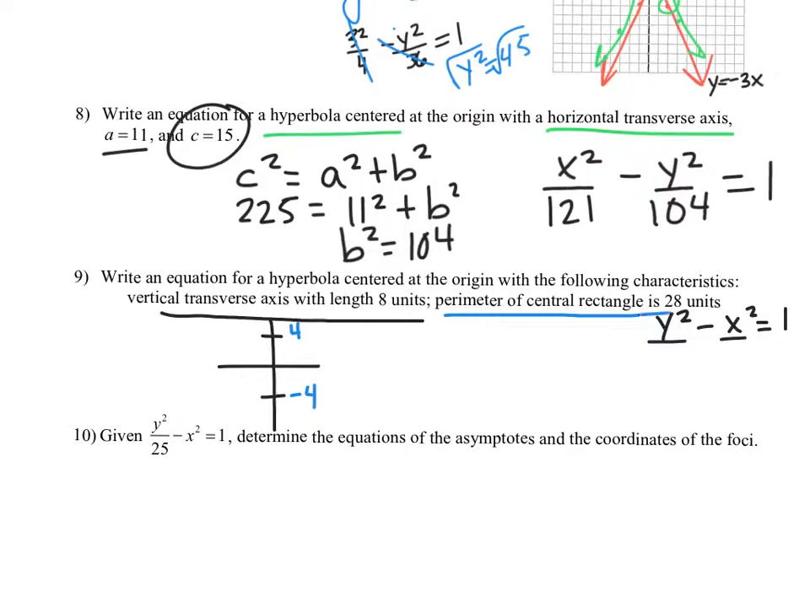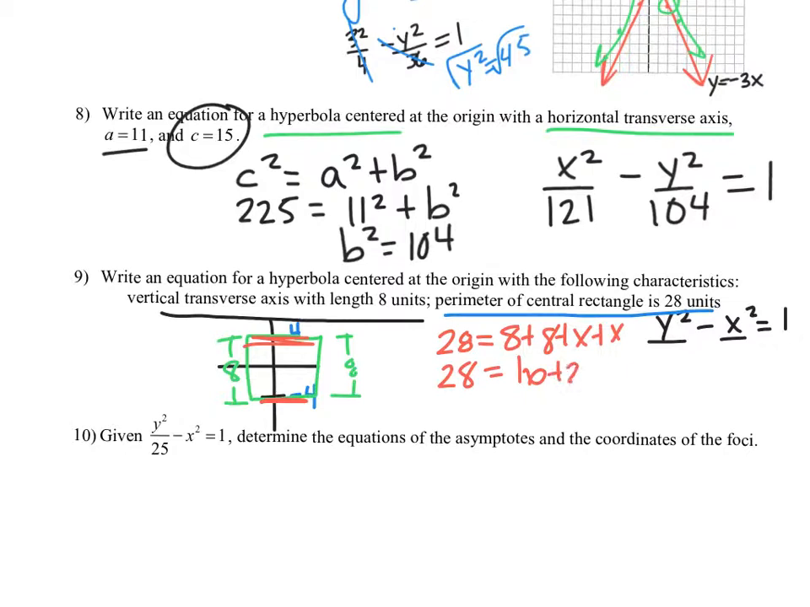And the perimeter of the central rectangle is 28. So if you have this box right here, and we know that this length is 8, and this length is 8, then if it's a rectangle, I have 28 equals 8 plus 8 plus, we'll call it x plus x. So 28 equals 16 plus 2x. So x has to equal 6. That means this distance going across is 6.